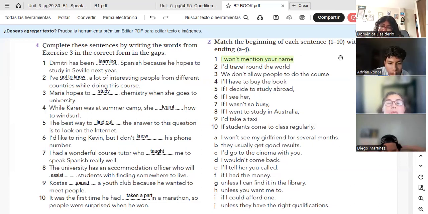Main clause or conditional clause? I won't mention your name. Main clause. Zero conditional, first conditional, or second conditional? I won't. Won't is will, but negative.